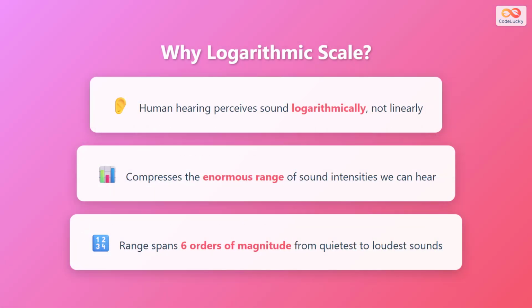You might wonder, why do we use a logarithmic scale for sound? The answer lies in how humans perceive sound. Human hearing perceives sound logarithmically, not linearly. This means we don't hear twice the intensity as twice as loud. The logarithmic scale compresses the enormous range of sound intensities we can detect. This range spans 6 orders of magnitude, from the quietest whisper to the loudest sounds we can tolerate.